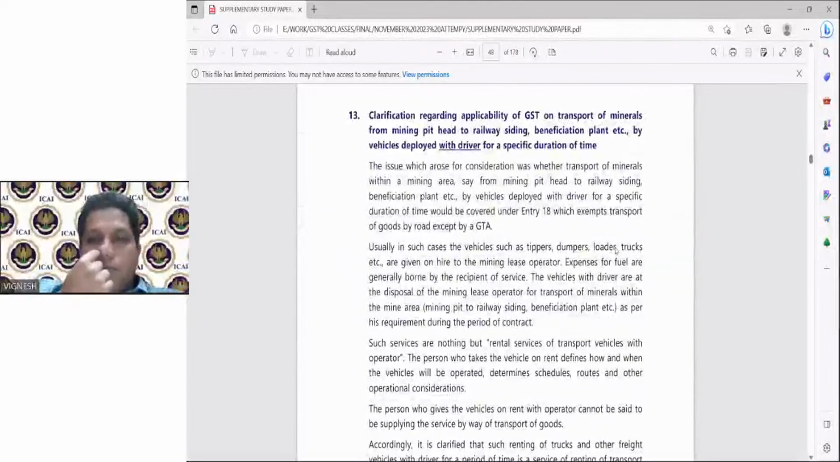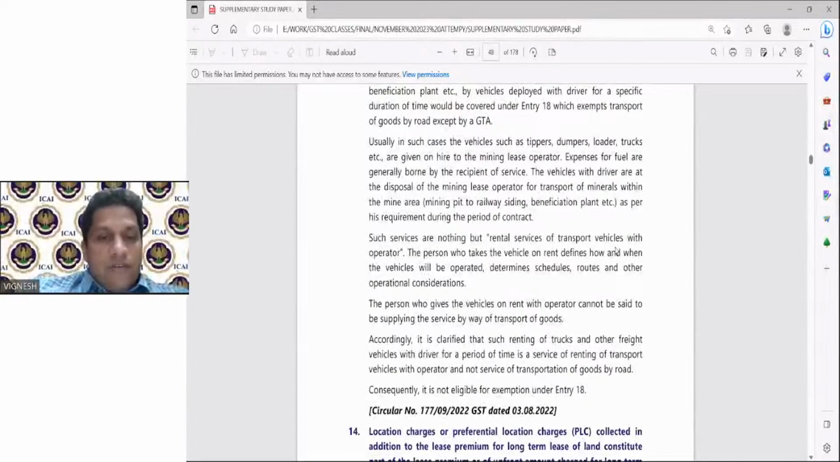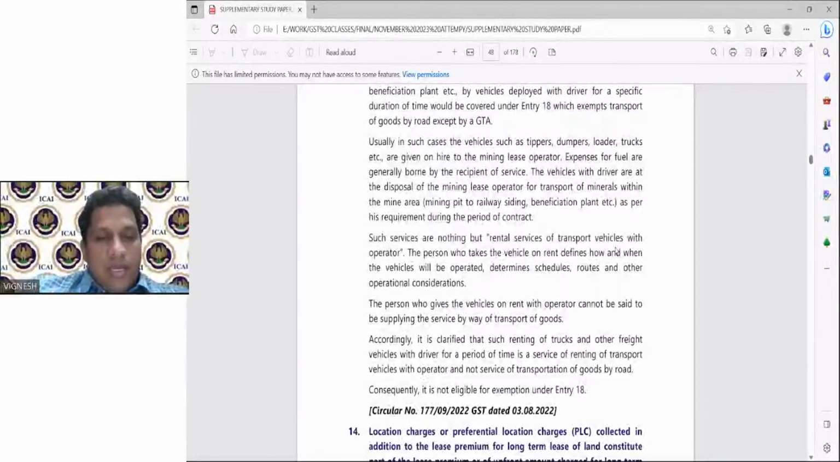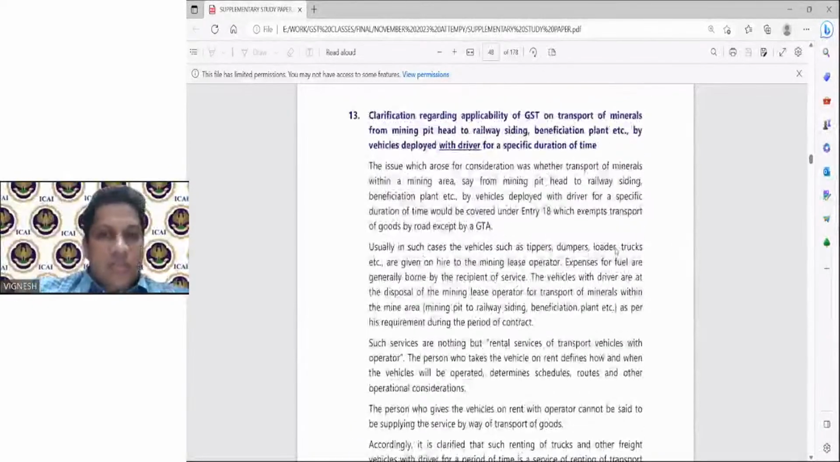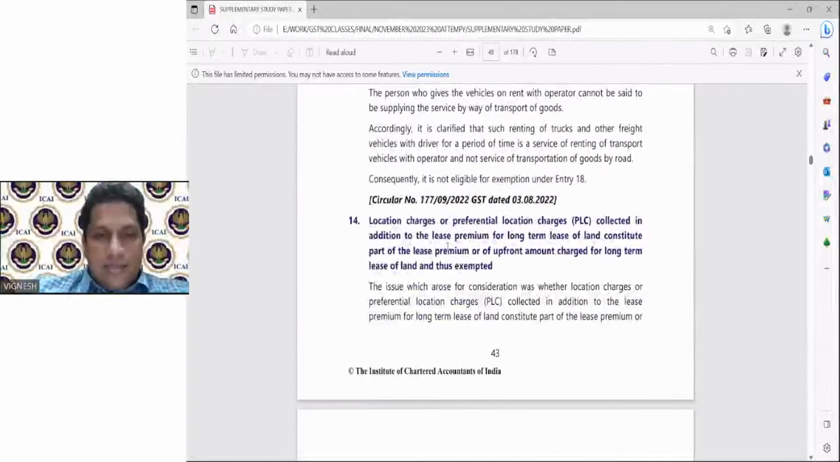Then the applicability of GST on transport of minerals from mining pit head to railway siding, etc., by vehicles deployed with the driver for a specific duration of time. Here, whether the transport of minerals from a mining pit to railway siding by vehicles deployed with the driver is exempt, because entry 18 says transport of goods by road except by GTA. In that particular situation, it is very clear that renting of trucks and freight vehicles with the driver for a period of time is not transportation of goods, but is a service of renting of transport vehicles. Clarification has been given. Here, vehicles deployed with driver for a specific duration of time is renting of vehicles. It is not a transport of goods service, therefore it is very much chargeable to tax.